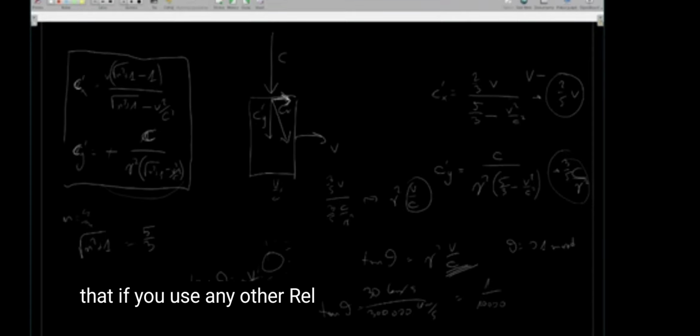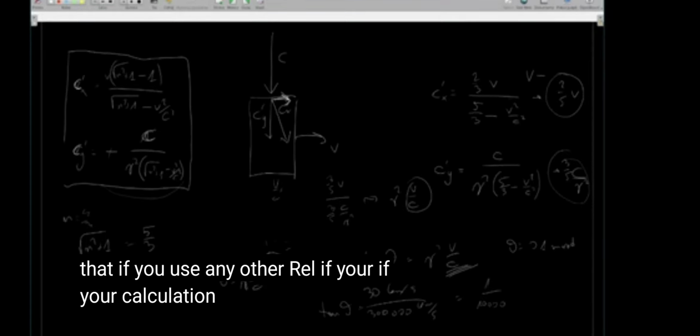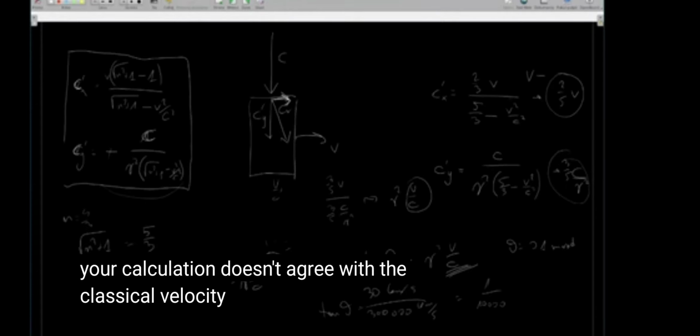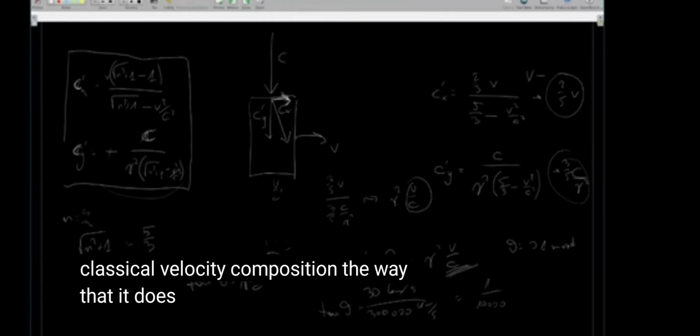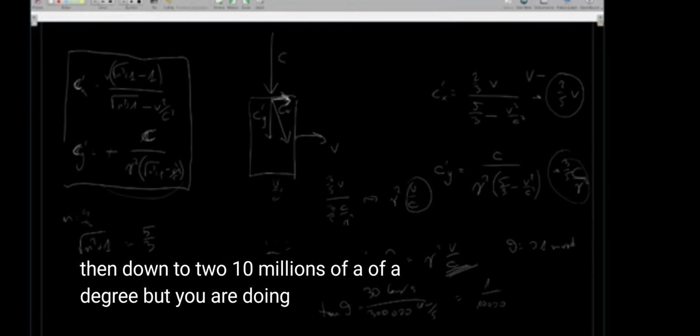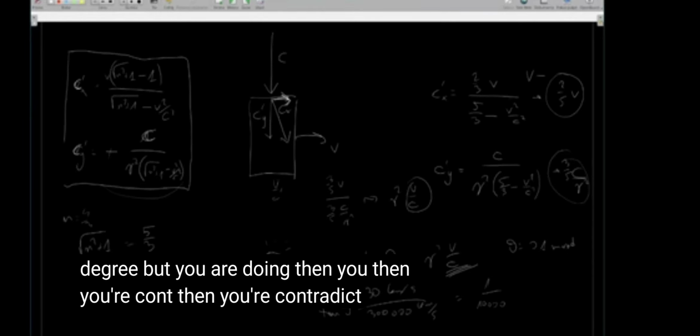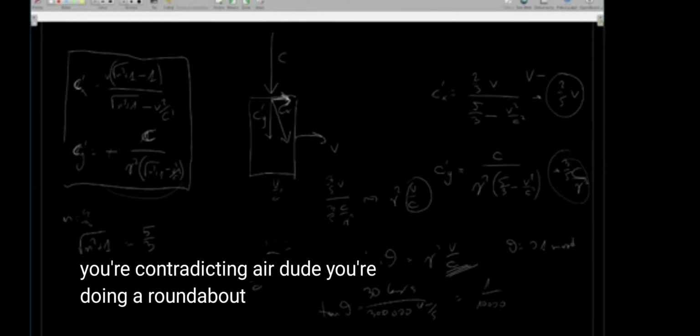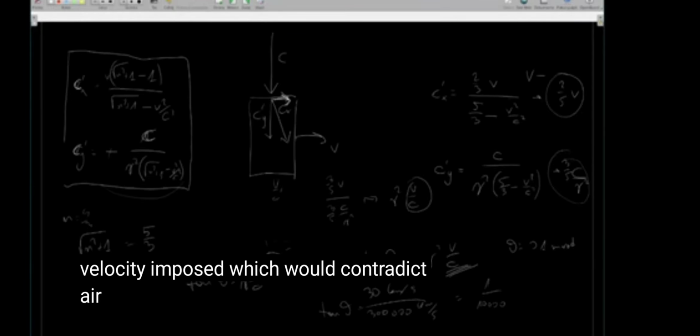If your calculation doesn't agree with the classical velocity composition, the way that it does when you do it correctly, down to 2/10 millionths of a degree, then you're contradicting air. You're doing a roundabout way to keep the velocity imposed, which would contradict air. Yeah, you keep saying no, man.